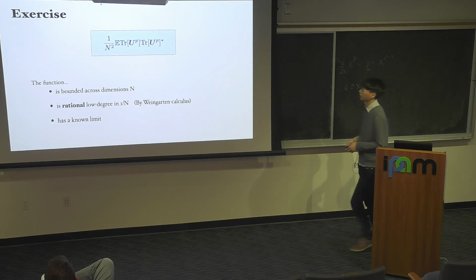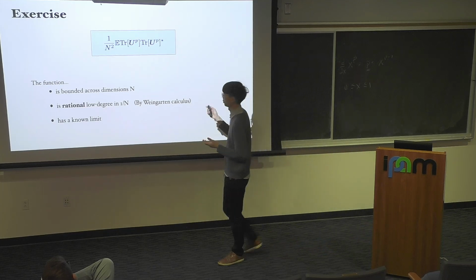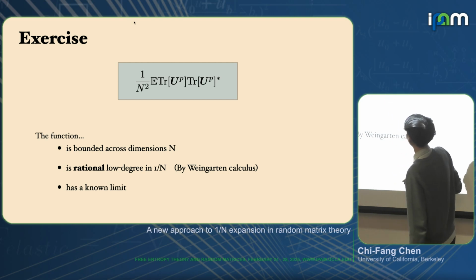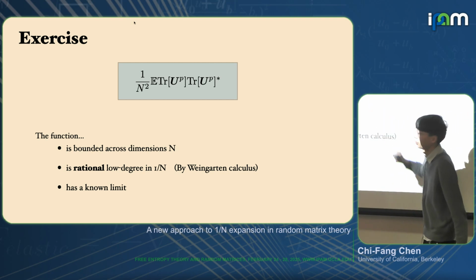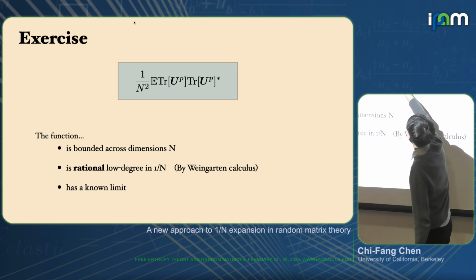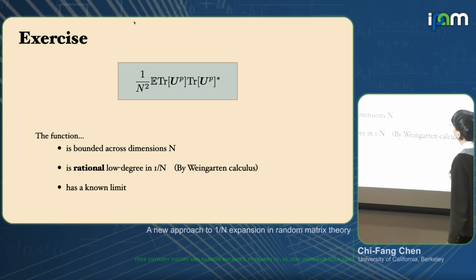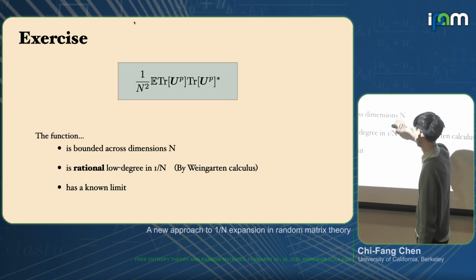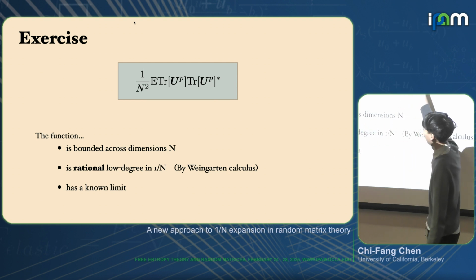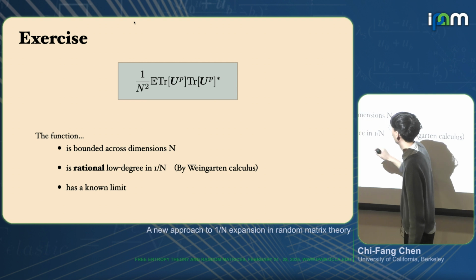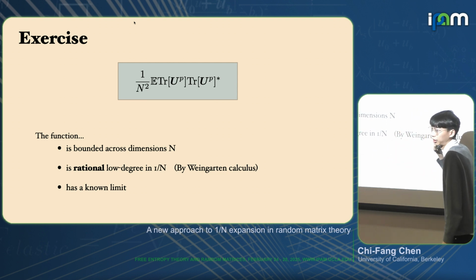So let's do some exercise. What's special about the thing I wrote down? Not really that special. Let's look at this guy. I'm sure you know how to control this. There's a trace of u to the p, and then you take some kind of variance of this. Well, let's go through the checklist. It's bounded across dimension because it's some kind of normalized trace. It's a rational function of low degree because you now use Weingarten.